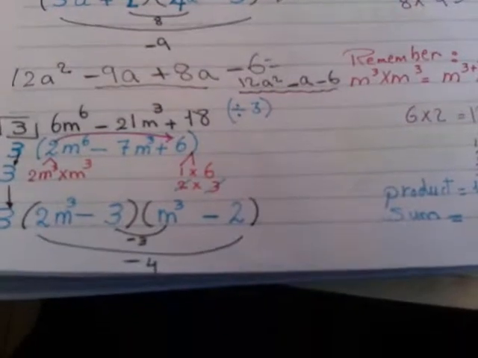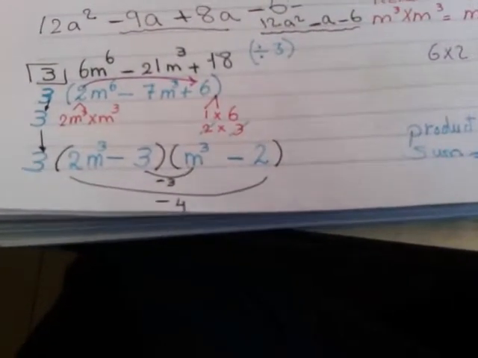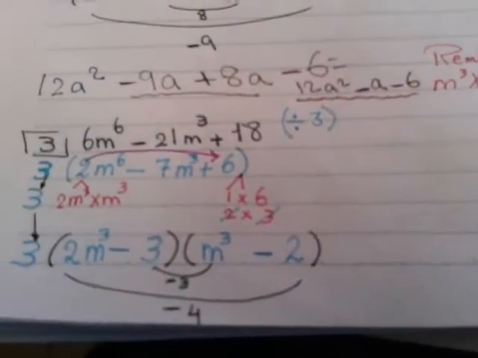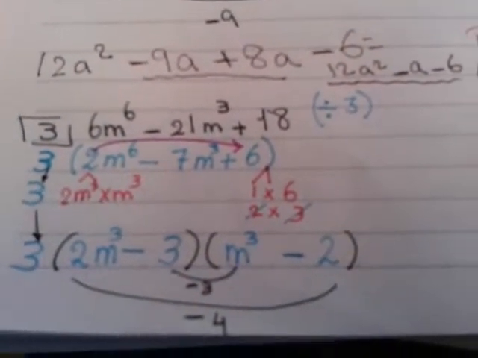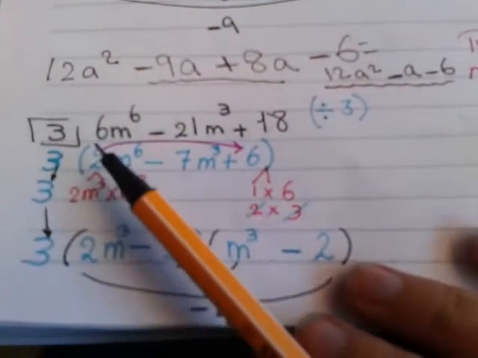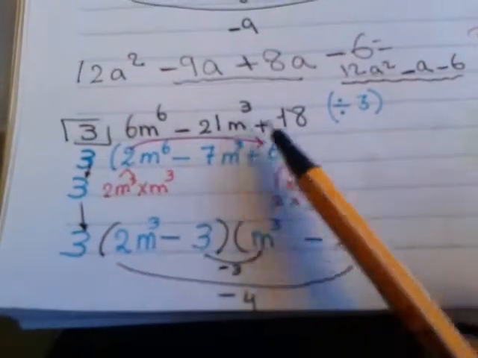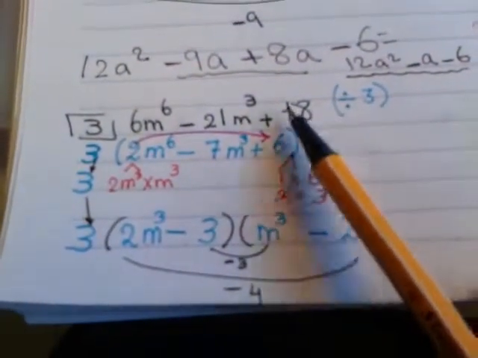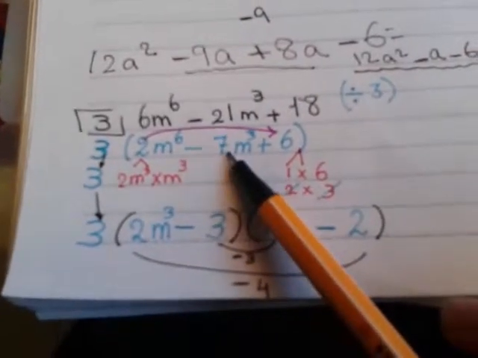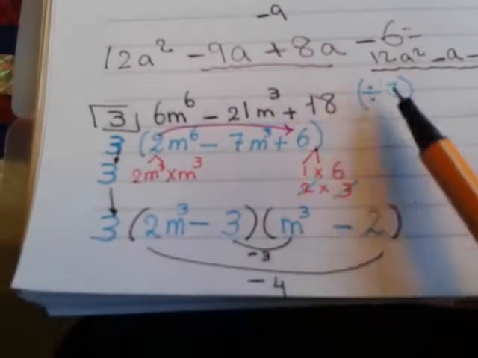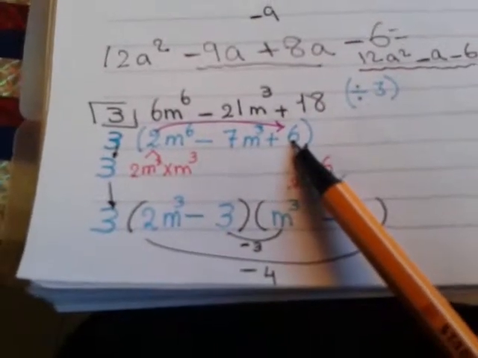Let's add example number 3. In example number 3, I have 6m power 6, negative 21m power 3, and positive 18. First, I have a common factor in the three terms, number 3. I will divide the three terms by 3. It will be 2m power 6, negative 7m power 3, because 21 divided by 3 equals 7, plus 18 divided by 3 equals 6.